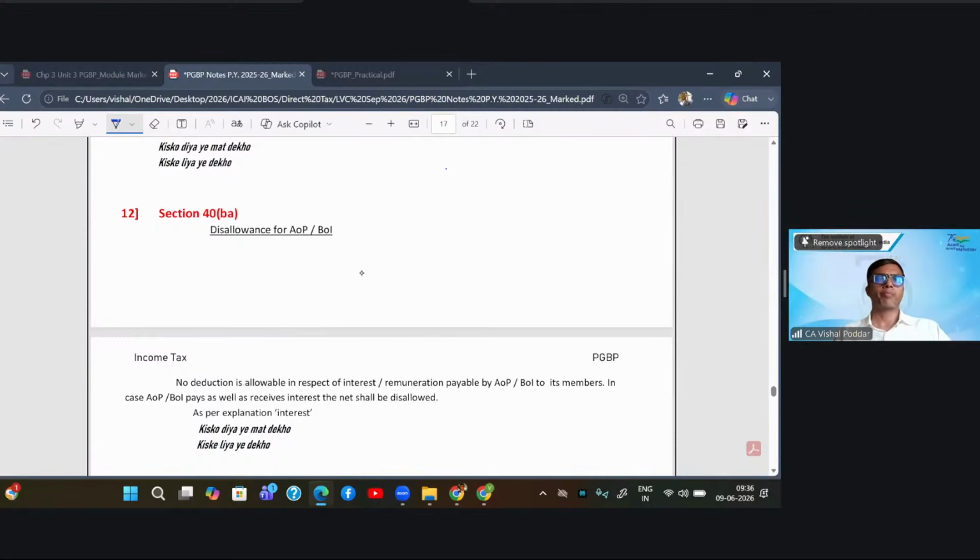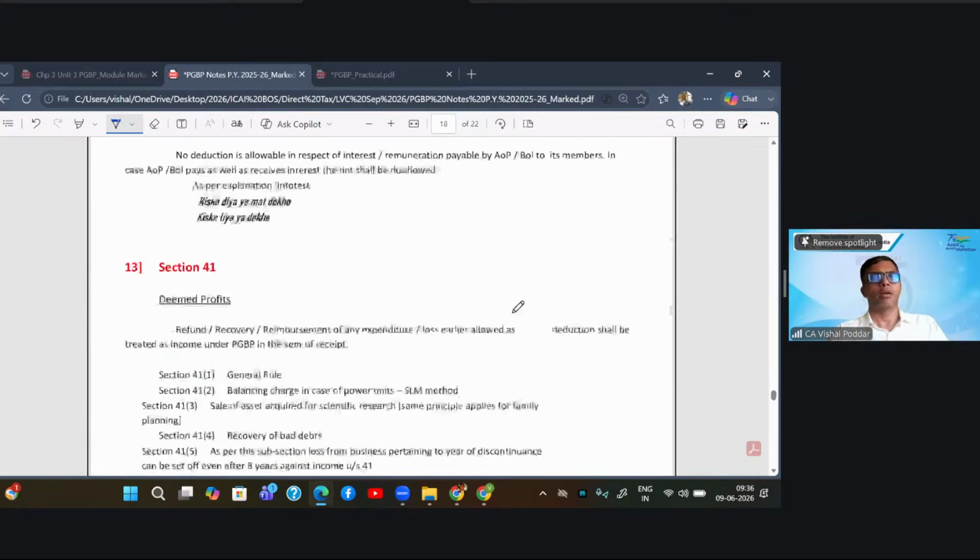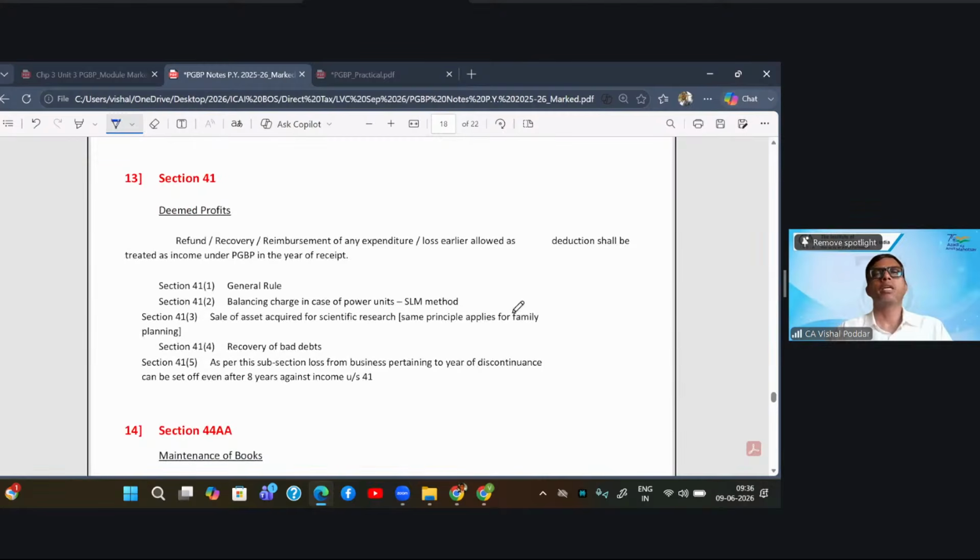Now, clause BA, it deals with AOP BOI. Now, AOP BOI are treated differently from a partnership firm. And the most important point, any interest, any remuneration paid by AOP BOI to their members is completely disallowed. So for AOP BOI, there is no limit because entire interest, entire remuneration paid to their members, their partners, is fully disallowed.